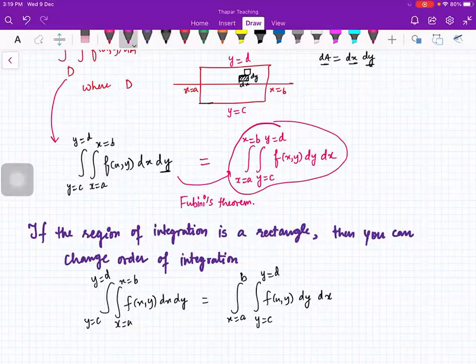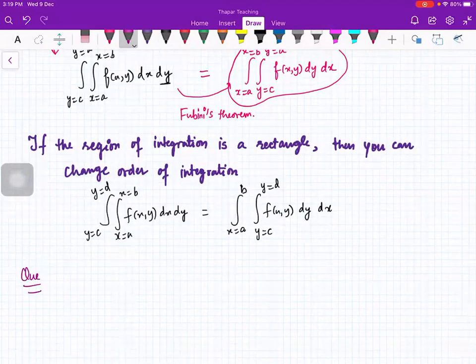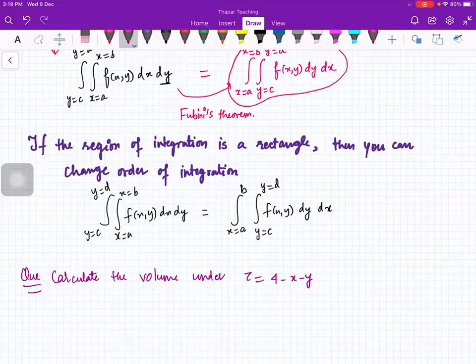Okay, so let me give you an example. Suppose this is written: calculate the volume under z equal to 4 minus x minus y over the rectangular region 0 less than or equal to x less than or equal to 2, 0 less than or equal to y less than or equal to 1.